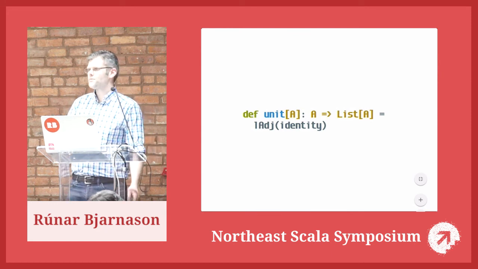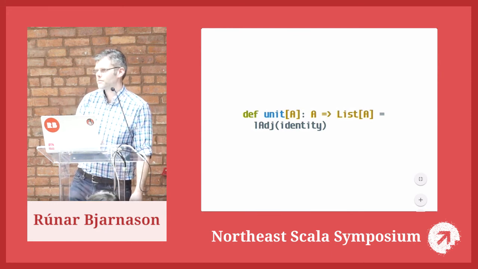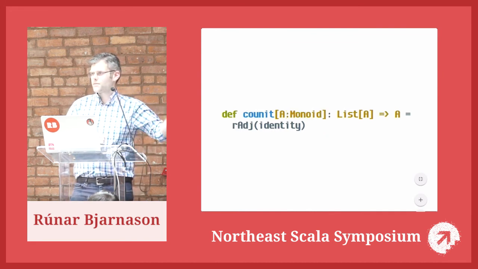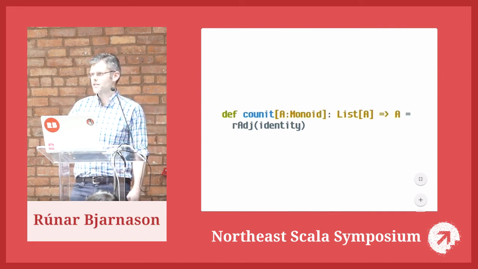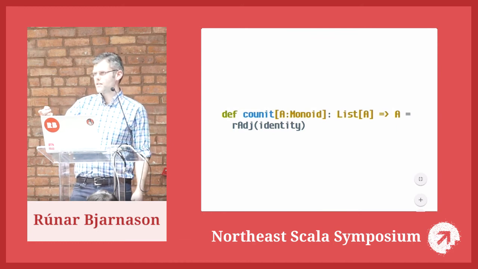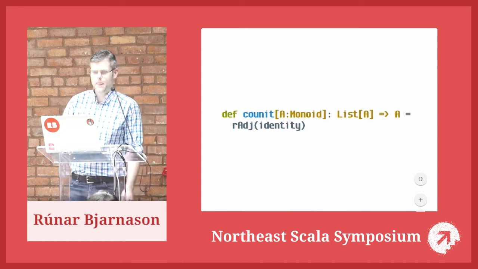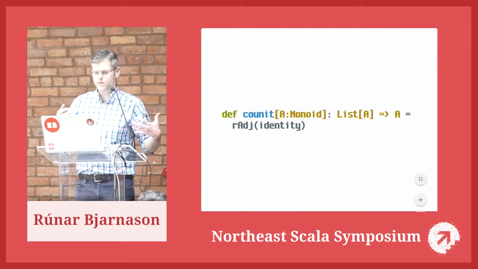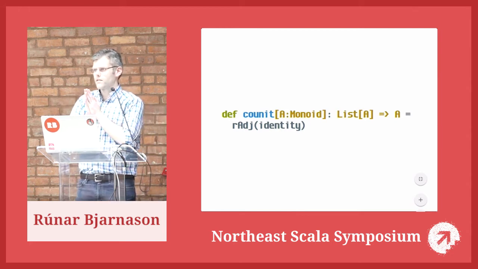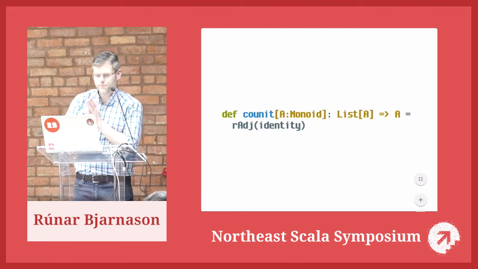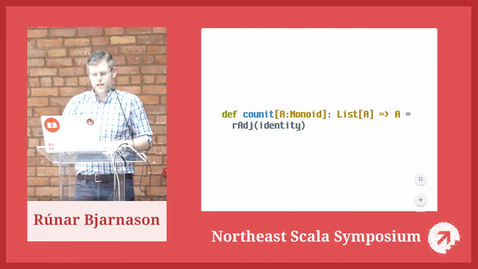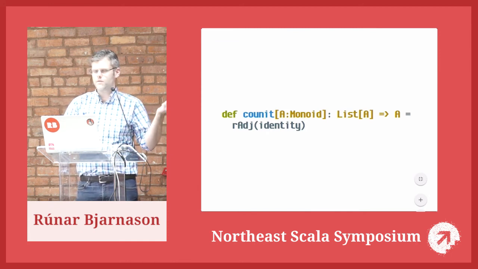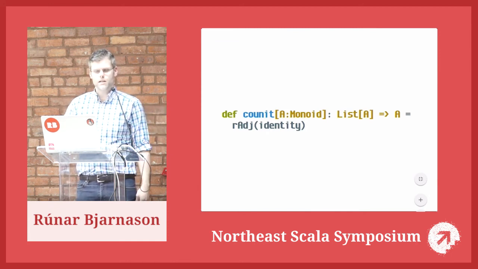Yes? How do you get an A out of a list of A if the list is empty? Oh, it's because A is a monoid. You return the identity of the monoid. And if the list is non-empty, you have to add up all the A's using the monoid, right? And this implementation, the right adjunct of the identity, is going to do that automatically for us.